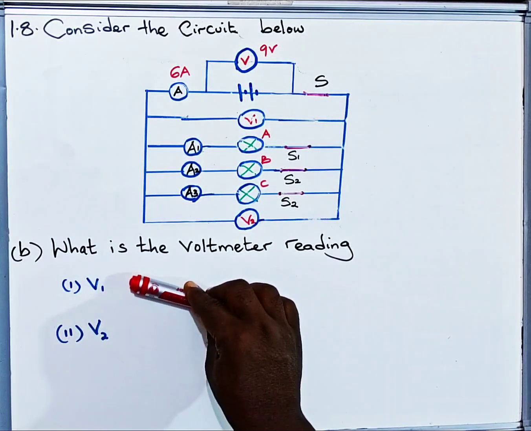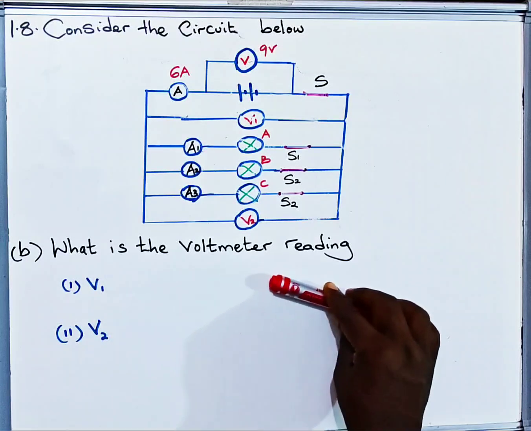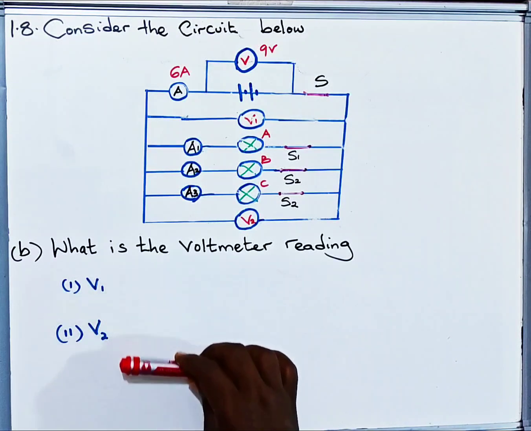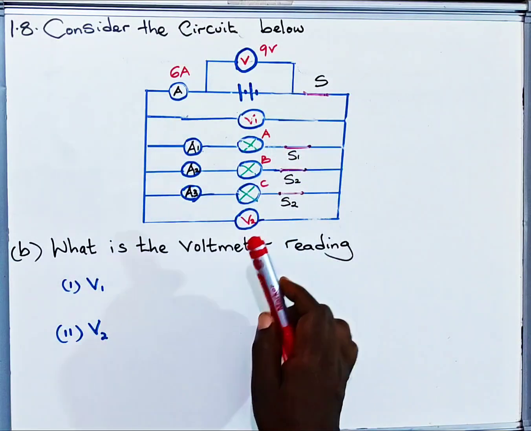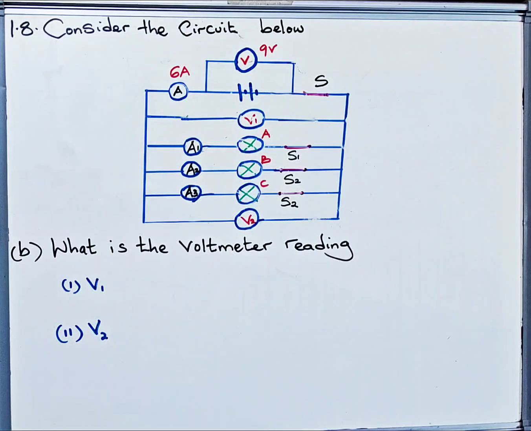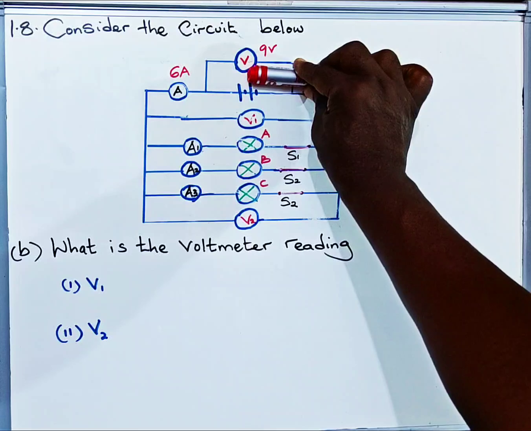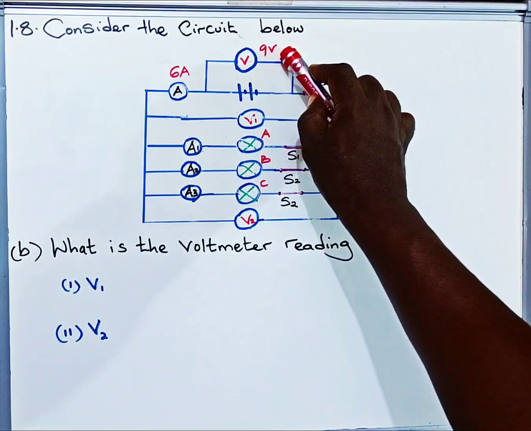Then we come to this question. It says that what is the voltmeter reading V1 and V2? Okay, this is V1 and this is V2. Yes, what are their readings? So what do we do to answer this question? You look at the terminal voltage, and what we see here is 9 volts.